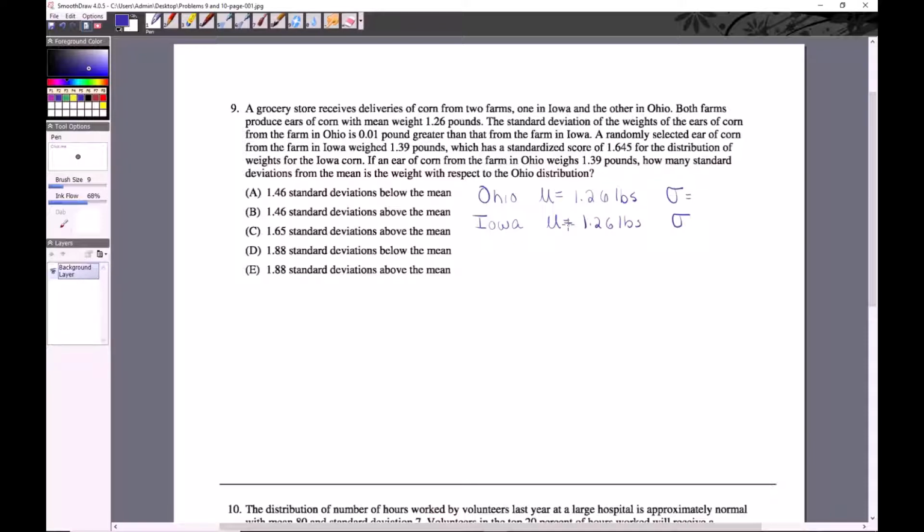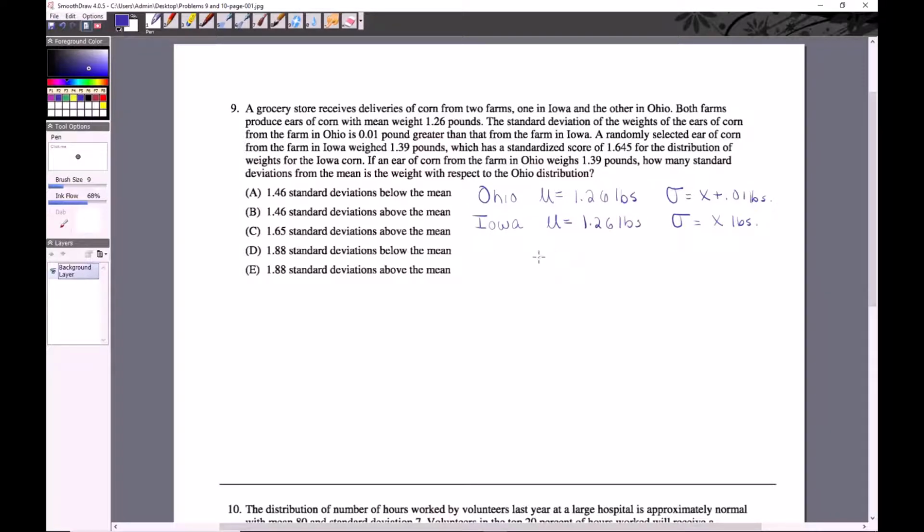Okay, now the standard deviation, let's read that again. Standard deviation of the weights of the ears of corn from the farm in Ohio is 0.01 pounds greater than that from the farm in Iowa. They don't really say anything about the farm in Iowa, so let's just call that X pounds. Remember, assigning variables like that is the same kind of thing as in Algebra 1. So for Ohio, it's the same X, only 0.01 pounds more. So we can just say that's X plus 0.01 pounds.